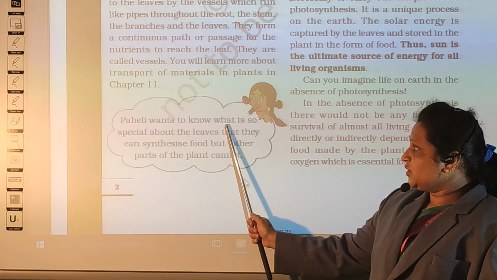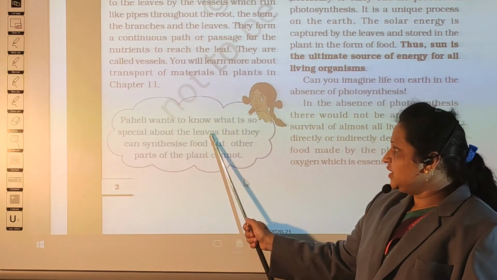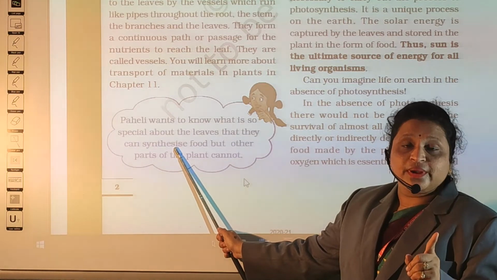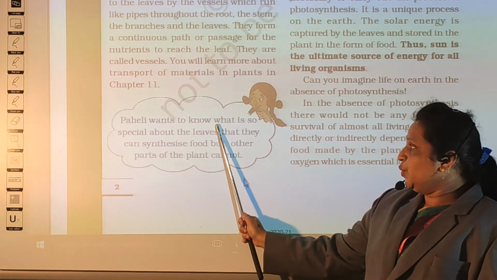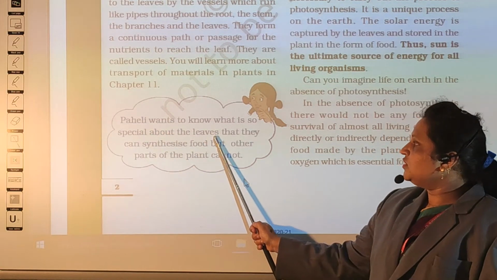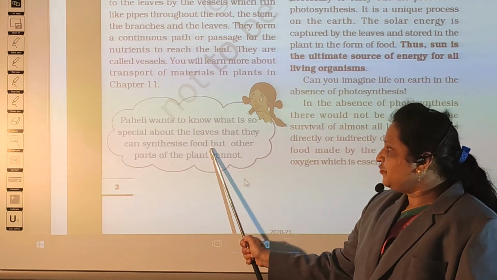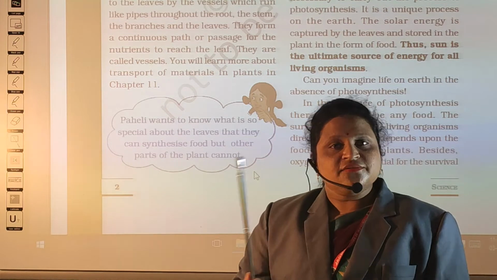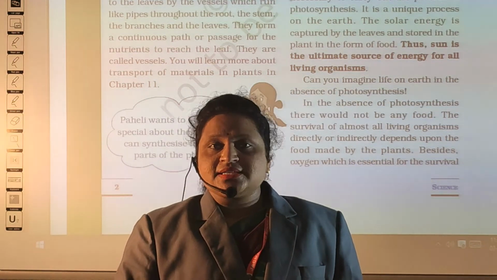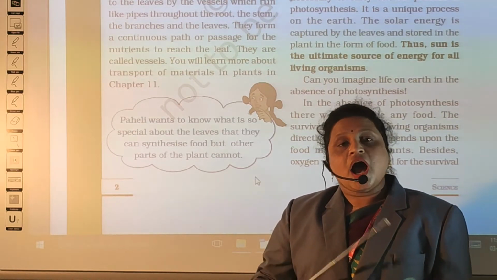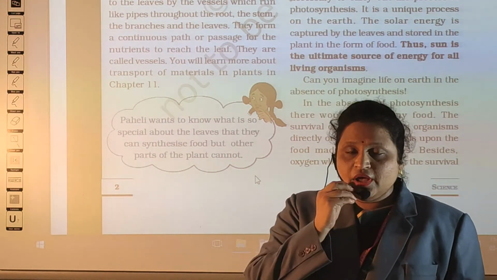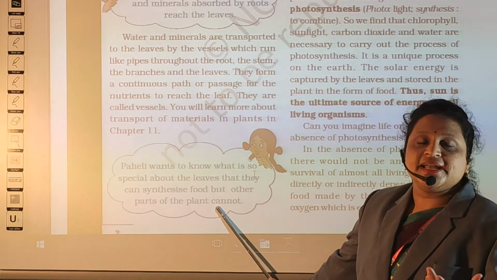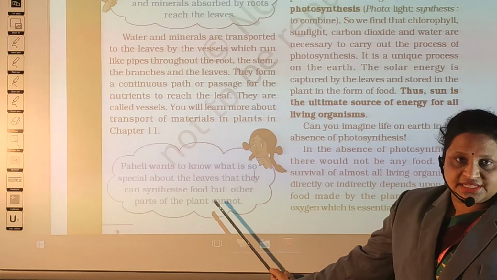Now the question wants to know what is so special about the leaves that they can synthesize. I already told you that synthesizing means making. Paheli wants to know what is so special about the leaves that they can make food but other parts of the plant cannot. Leaves are the food factory of plants but other parts do not make their food. Then how does the food reach the other parts of the plant, like stems and roots, and through which vessels?